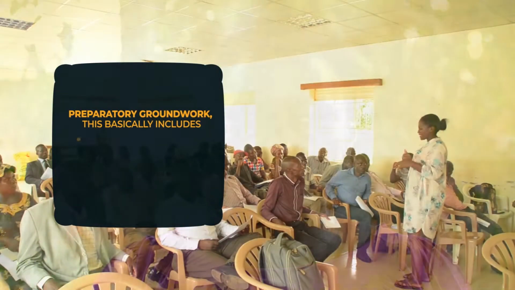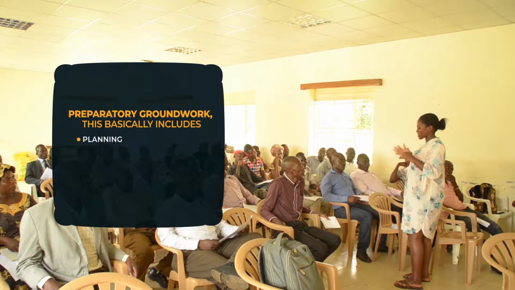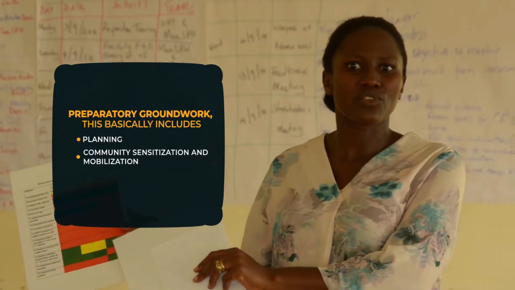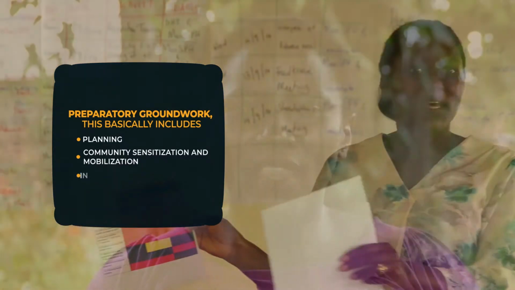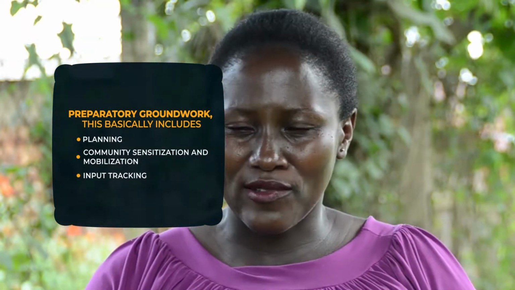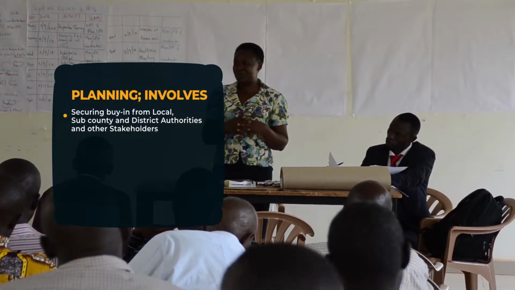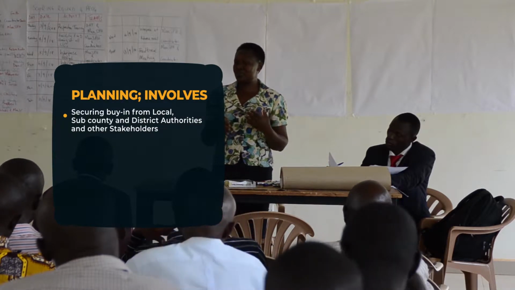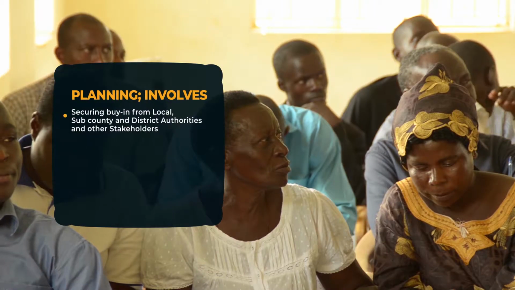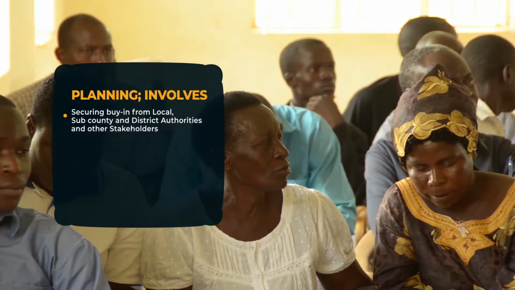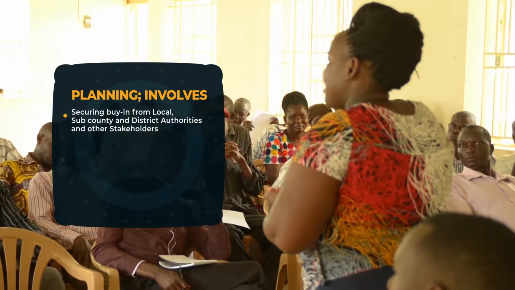Preparatory groundwork. Under the preparatory groundwork step, we do planning, input tracking, and sensitization and mobilization. In planning, we want to secure buy-in from the different stakeholders at the local level in the communities, in the sub-counties, the districts, the national level, but also other stakeholders like civil society organizations that are going to help us in implementing the community scorecard. And we do this through meetings.